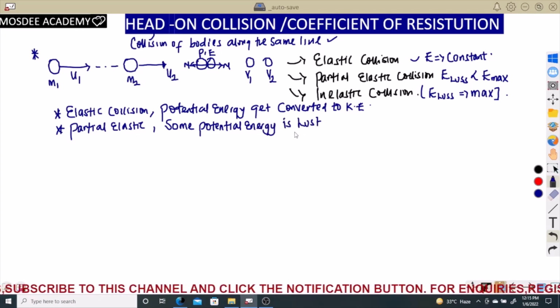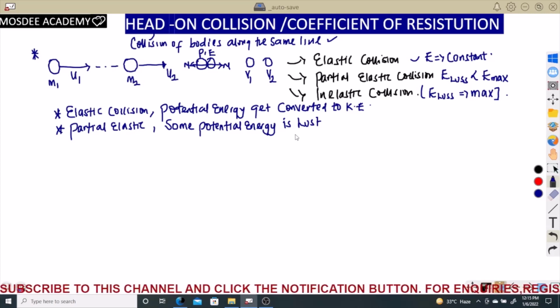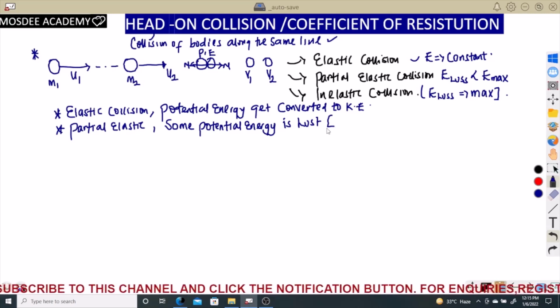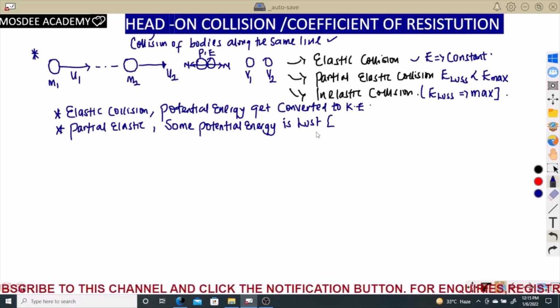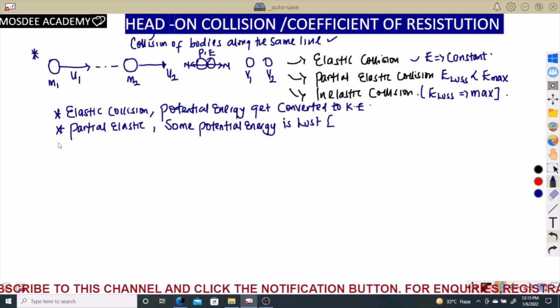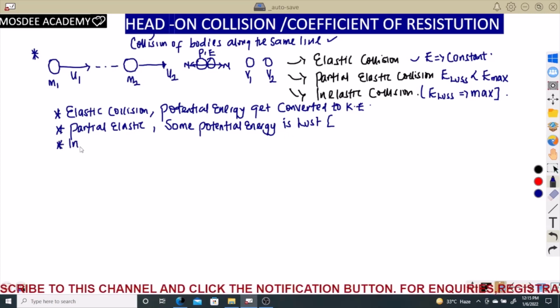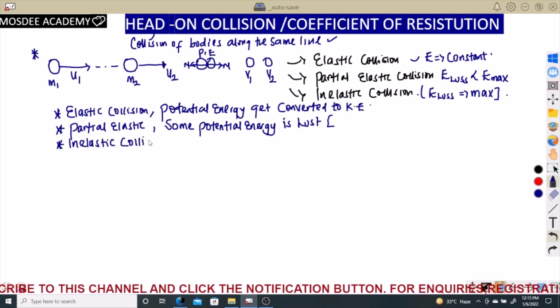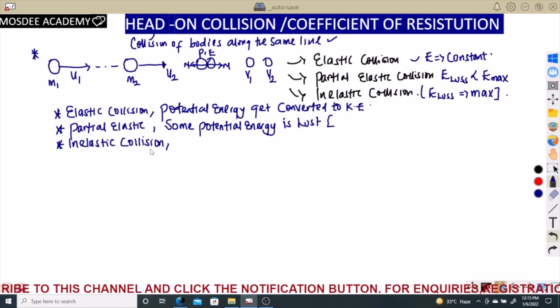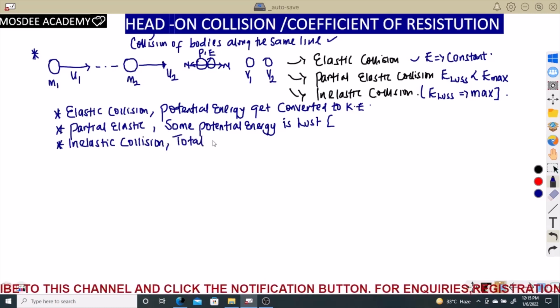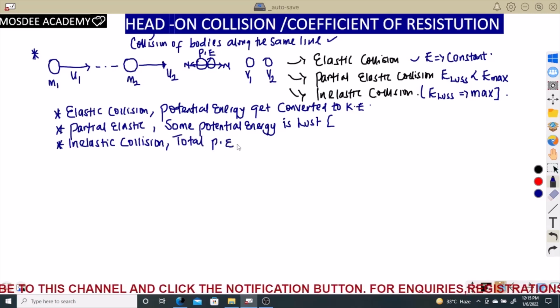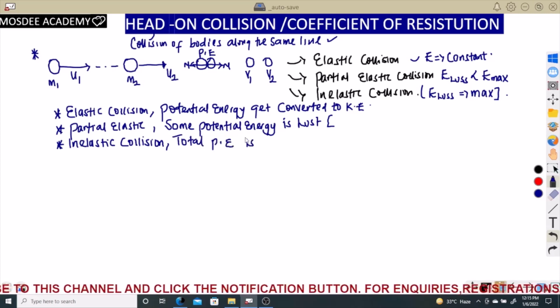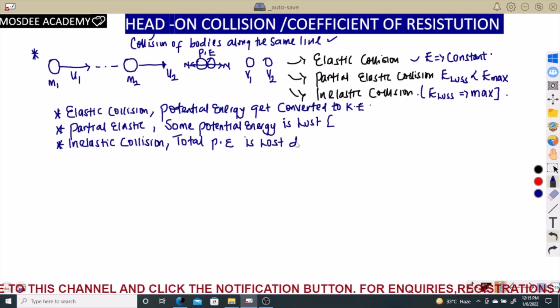In that case, when we say some potential energy has been lost, what we are talking about is that the potential energy that has been lost is less than the total amount of kinetic energy. So keep that in mind. And the last one, the inelastic collision. In the case of inelastic collision, please keep it in mind, the total potential energy is lost during collision.